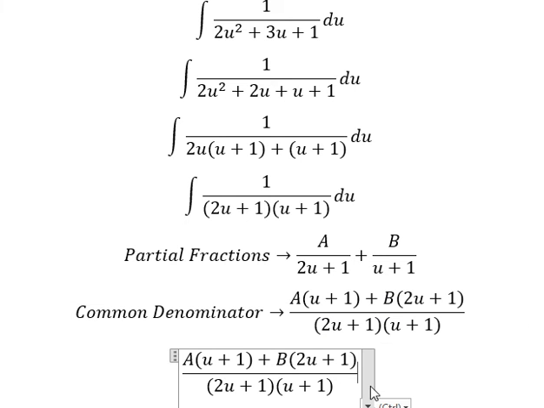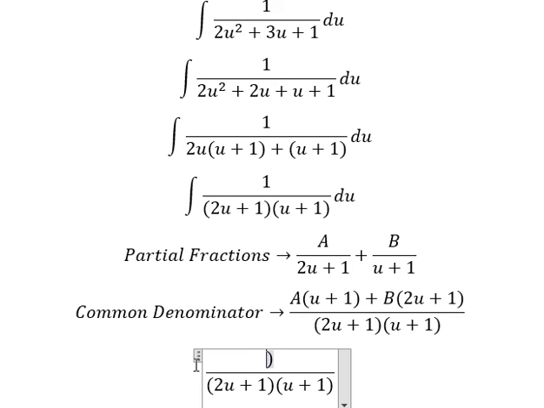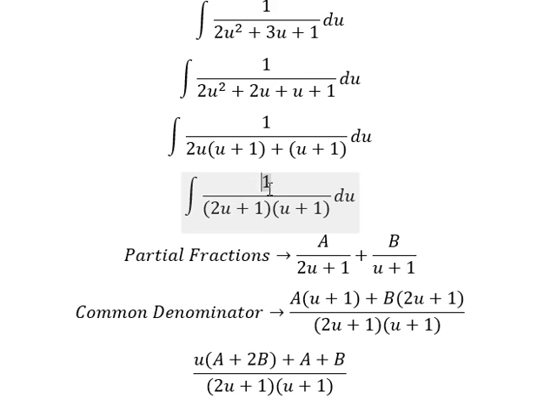And now I need to arrange based on the terms of u. About u, we have A plus 2B. So A with number 1, B with number 1. Now we need to compare coefficients. We just have only number 1, that means A plus B equals 1. This one we don't have u, so this one equals 0.